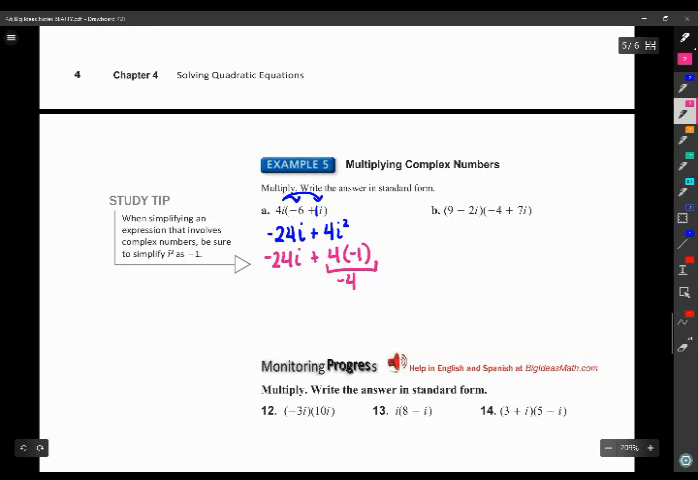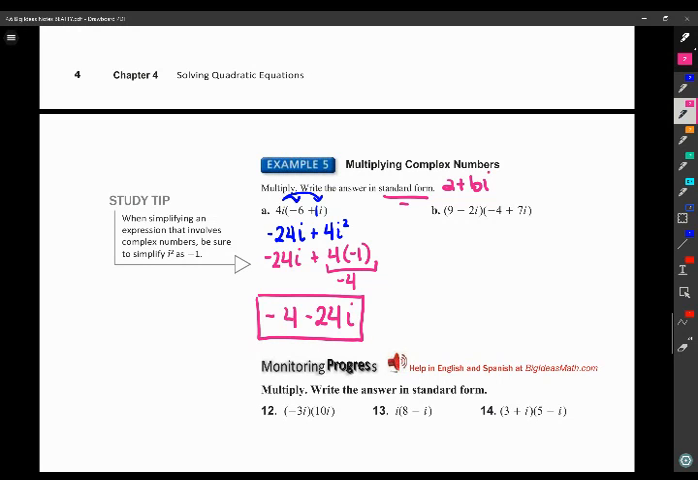And then when it asks you to write it in standard form, that means you want to write it as a plus bi. So you want the real part first, and then you want the imaginary part. And so I'm just going to flip it around. And when you put that in the computer, make sure that you pay attention. It always wants it in standard form. So it wants the real part and then the imaginary part.